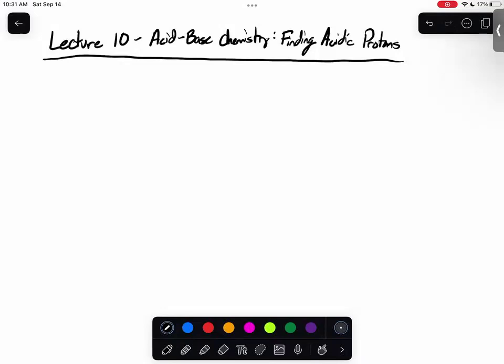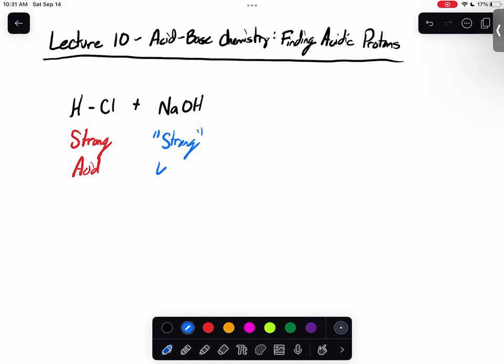But the thing is, we do know from the previous lecture that taking something like HCl and sodium hydroxide, which we are already well aware HCl is a strong acid, and sodium hydroxide is a strong, I'm going to put this in quotes though, because we'll talk about later why this might not be entirely true, base, we do know that this reaction proceeds to generate water and sodium chloride, right? And that is entirely because we are aware of everything that has to do with strong acids and bases.